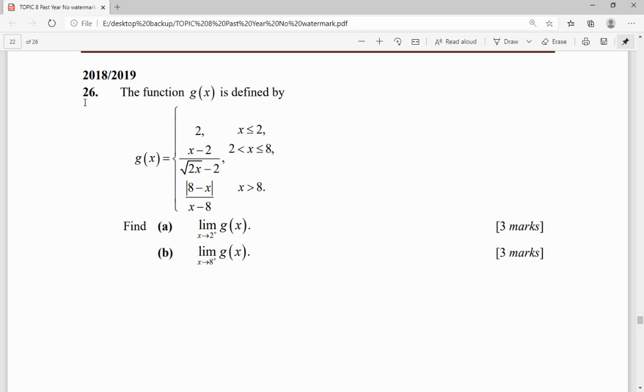For question 26, the function is defined as a piecewise function. For x less than or equal to 2, we have a constant function, and for the interval 2 to 8, we have another function. For x more than 8, we have another function in modulus form. When we see a piecewise function in modulus form, we have to simplify the modulus function, so we express it back in piecewise form.